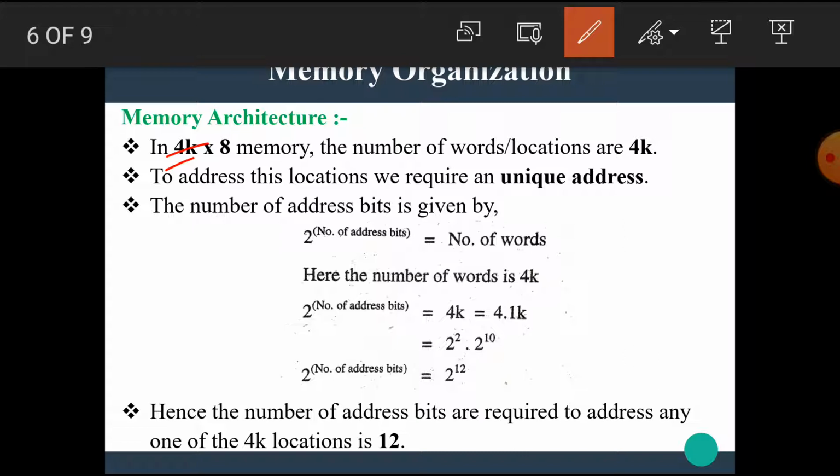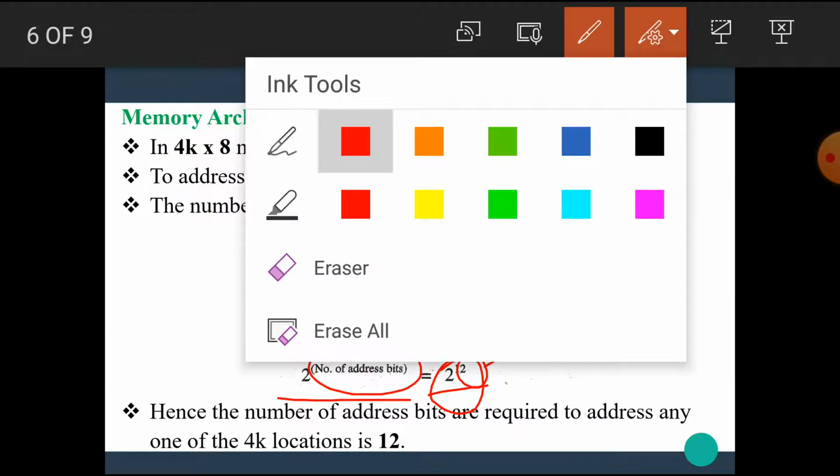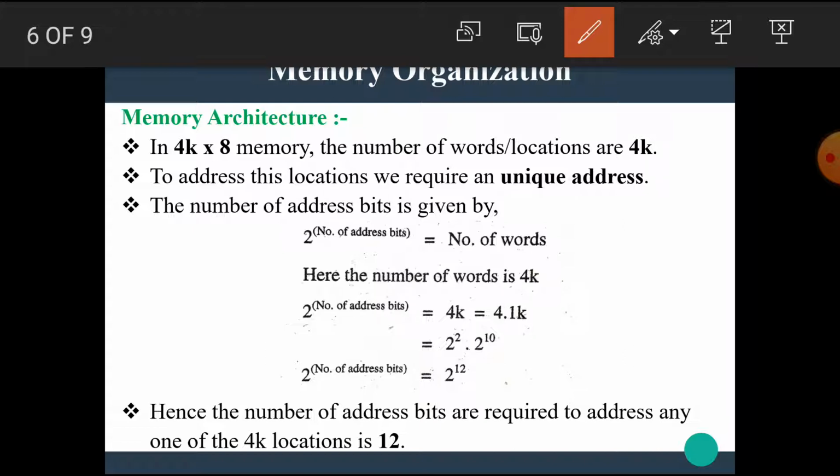Hence we put the value: 2 raised to number of address bits is equal to 4K. That means 4 into 1K. 4 means 2 raised to 2 and 1K means 2 raised to 10. That means 2 raised to 2 into 2 raised to 10 is equal to 2 raised to 12. Here 2 raised to number of address bits is equal to 2 raised to 12. That means the number of address bits is equal to 12. I hope you all understand how we calculate the number of address bits.